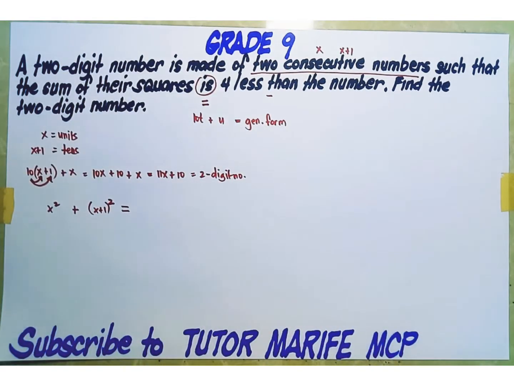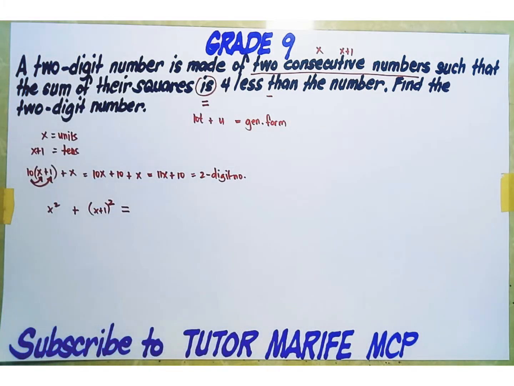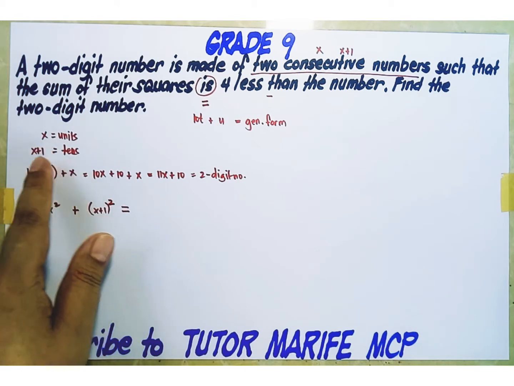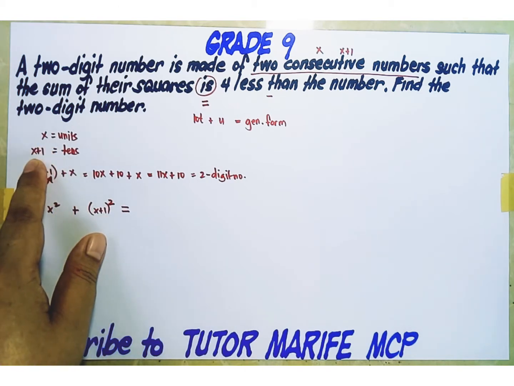When solving a word problem, the first step is to represent the unknowns. What are the unknowns in this problem? We don't know what the units digit is. We also don't know what the tens digit is. So let's start from there. Represent the units digit as x. Represent the tens digit as x plus 1.